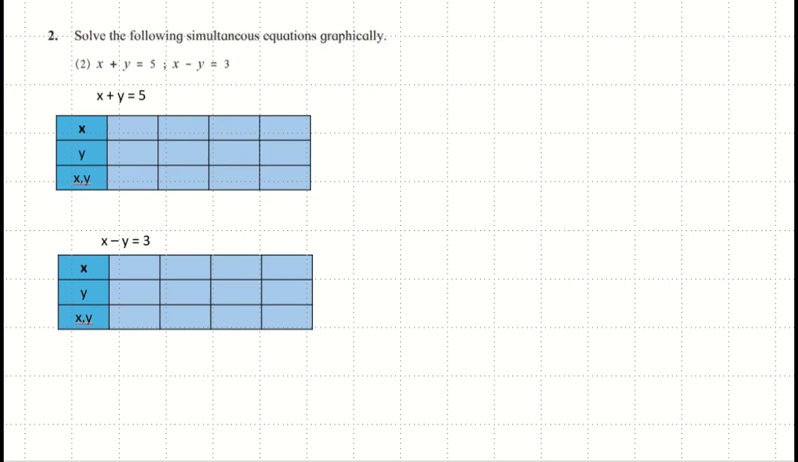Moving on to second question, where we have two equations already given. First equation, x plus y is equal to 5.